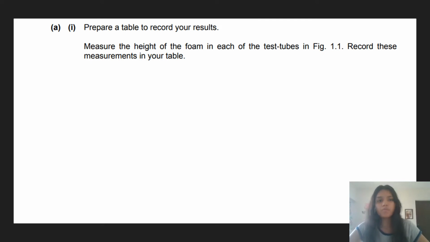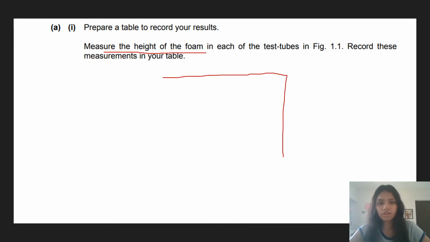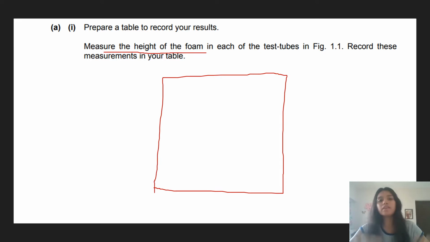Okay. Prepare a table to record your results. Now for this, they've asked you to measure the height of the foam, and you record these measurements in your table. So this is pretty easy. It's a solid 3-mark question. So you make a nice table, use a ruler and a pencil. And if you want to put your data values in pen, that's fine. That's good. You make this kind of table.